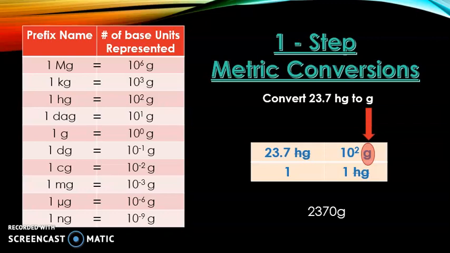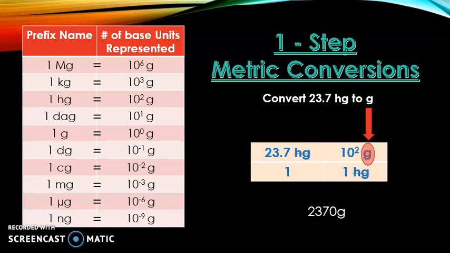Your calculator may also give you the answer of 2.37 times 10 to the third, and that would be completely fine. It's the same number in scientific notation. Now, a common misconception at this point is that the 10 to the value always has to be on the top, and that's not true.